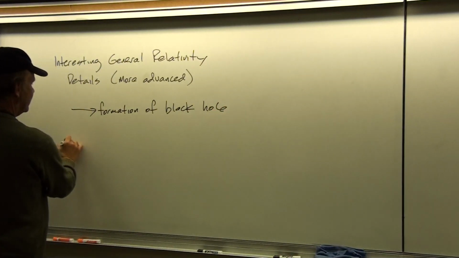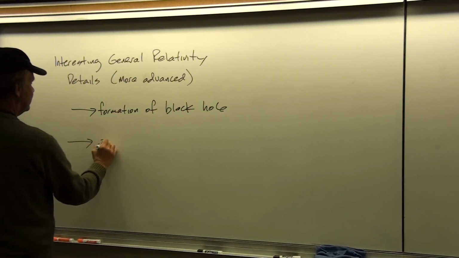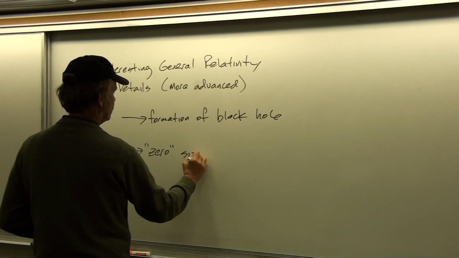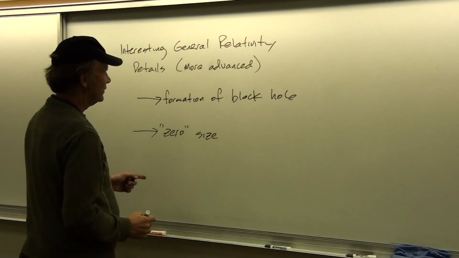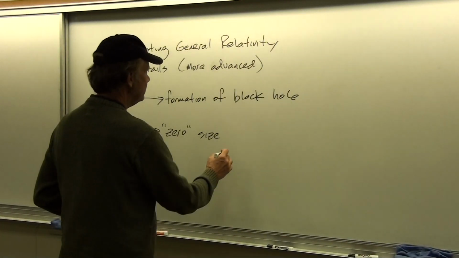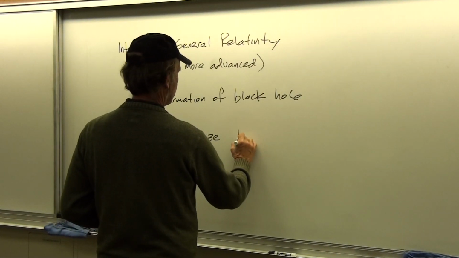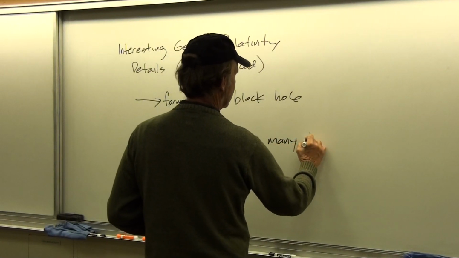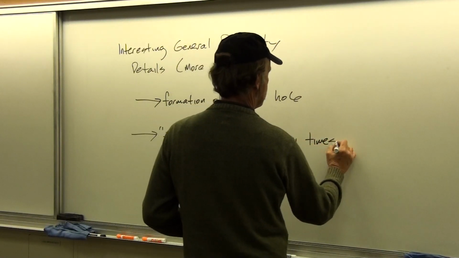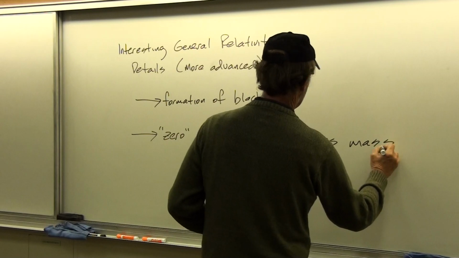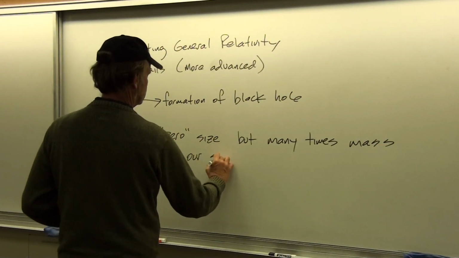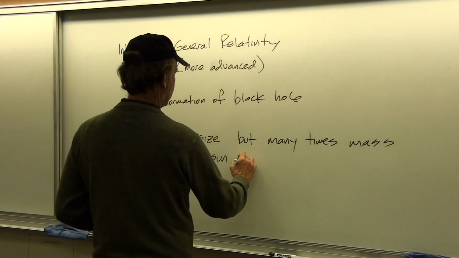What do we say about this? Well, we said that it essentially has, quote, zero size. And so this could have the mass of our sun, or many times, in general, the mass of the sun, smashed into a small volume.